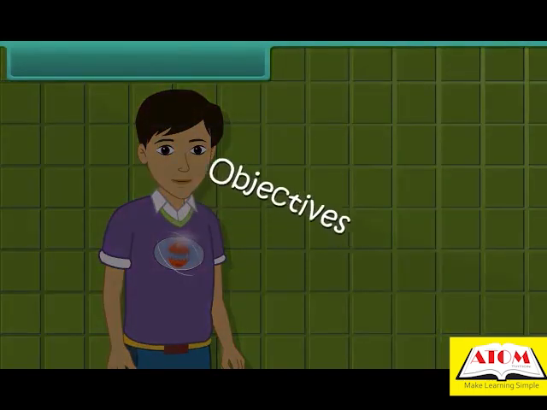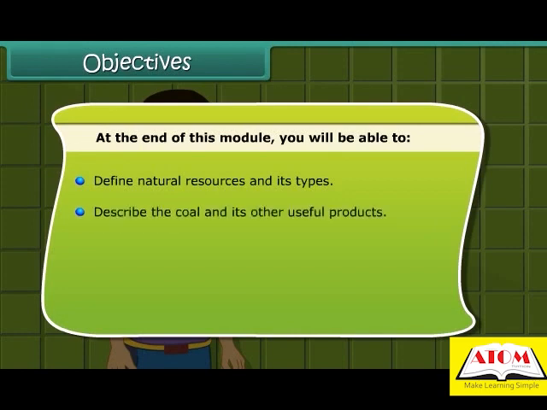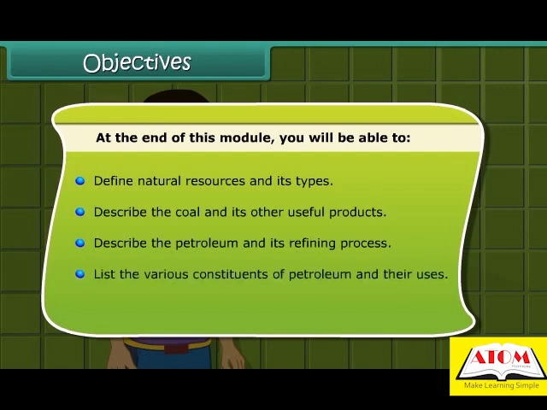Objectives. At the end of this module, you'll be able to define natural resources and their types, describe coal and its other useful products, describe petroleum and its refining process, list the various constituents of petroleum and their uses, describe natural gas and its importance.